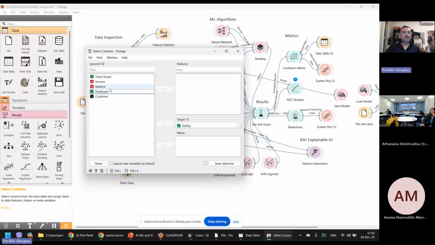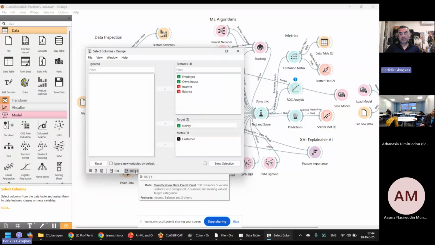So my target is this. All these highlighted are my independent variables. Drag and drop here, and this is the customer number. Informative variable, not an independent or dependent variable. You get the information here that you have 100 observations and 4 independent variables.